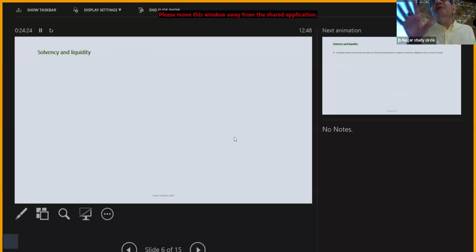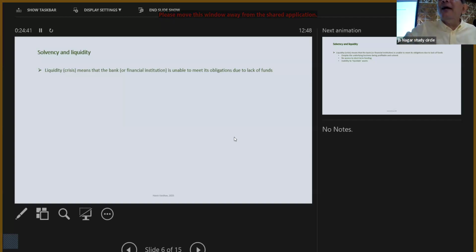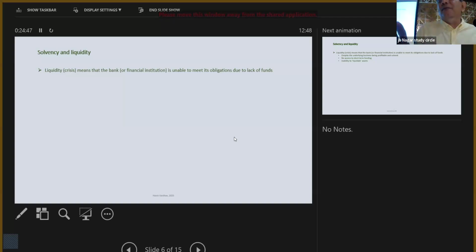Solvency and liquidity are very fundamental to understanding risks in banking, right? What is liquidity? A liquidity crisis means that the bank or financial institution is unable to meet its obligations. What it means is that tomorrow a depositor shows up in the branch, wants to withdraw her deposit, and cannot get it because the bank doesn't have money. It doesn't mean that the bank is bankrupt. The bank may be completely profitable, but this could still happen.